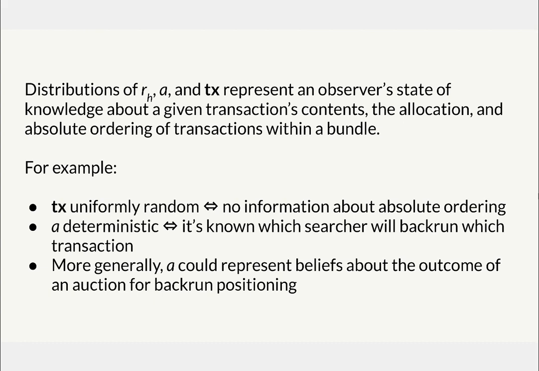So we've got some examples. An interesting case is where the backrunners have no information about absolute ordering, but they do know something about which target transactions they will be able to backrun. So A is deterministic is one extreme. More generally, A could be determined by some auction where backrunners bid for allocations, and as a random variable, A will represent the beliefs of the searcher about the outcomes of that auction.